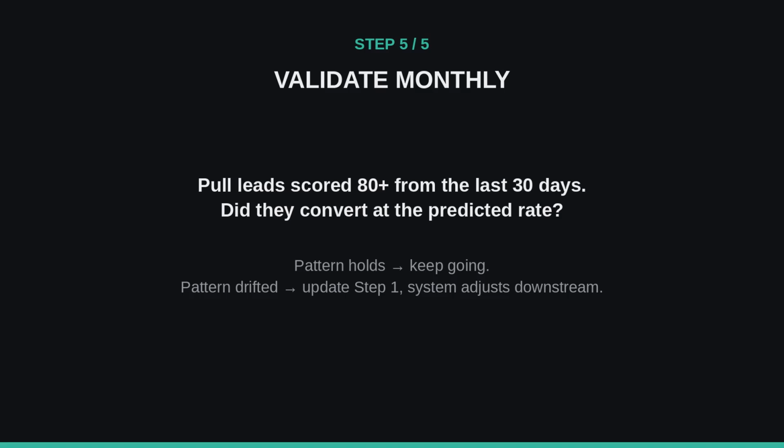And step 5. This is the one almost everyone skips. Validate monthly. Pull the lead scores 80-plus from the last 30 days and check: did they actually convert at the rate the model predicted? If yes, keep going. If the pattern drifts, say, referrals stopped converting as well as they used to, update step 1 and the rest of the system adjusts downstream. This is not a set-it-and-forget-it tool.